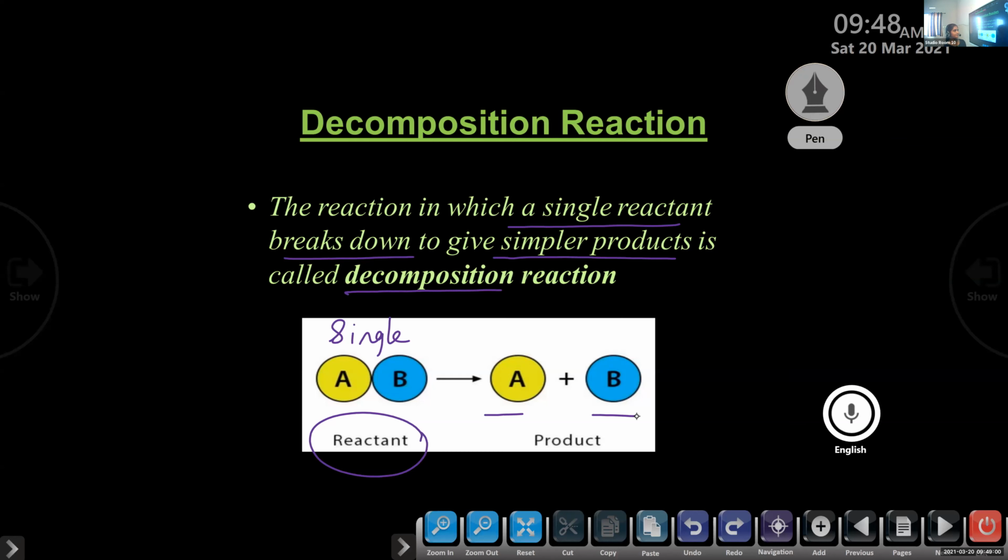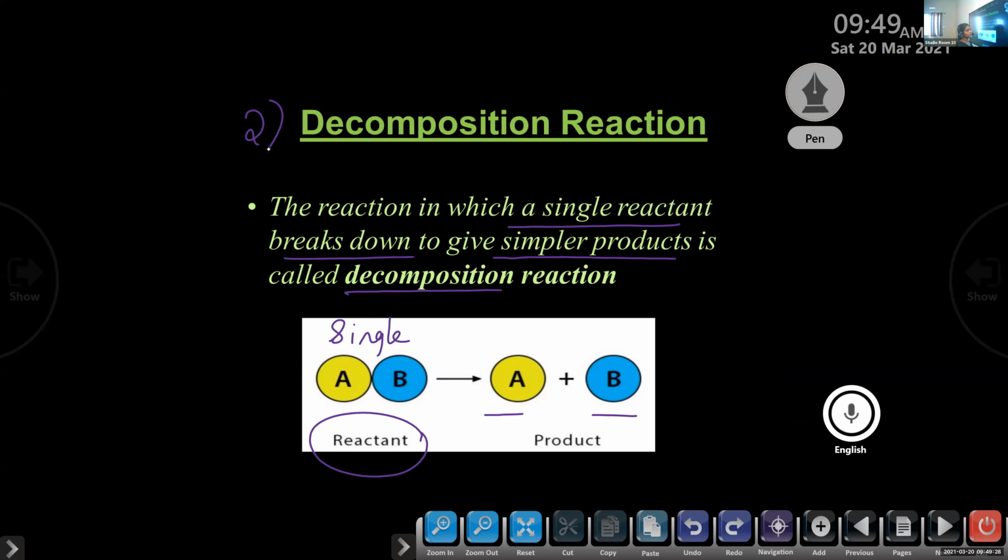Is this clear? Yes, ma'am. Okay. Srihari, can you read this slide? Yes, ma'am. A reaction in which a single reactant breaks down to give simpler products is called decomposition reaction. Okay. So this is the second type of reaction. First one, combination reaction, and the second one, decomposition reaction.